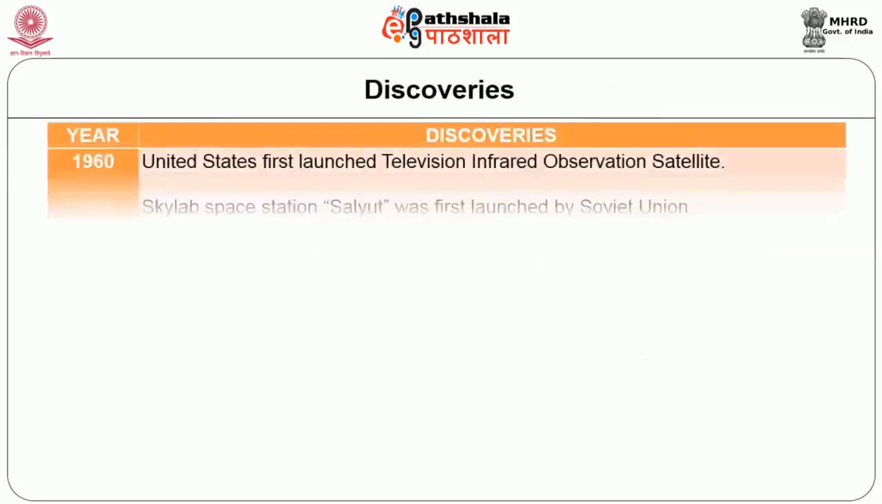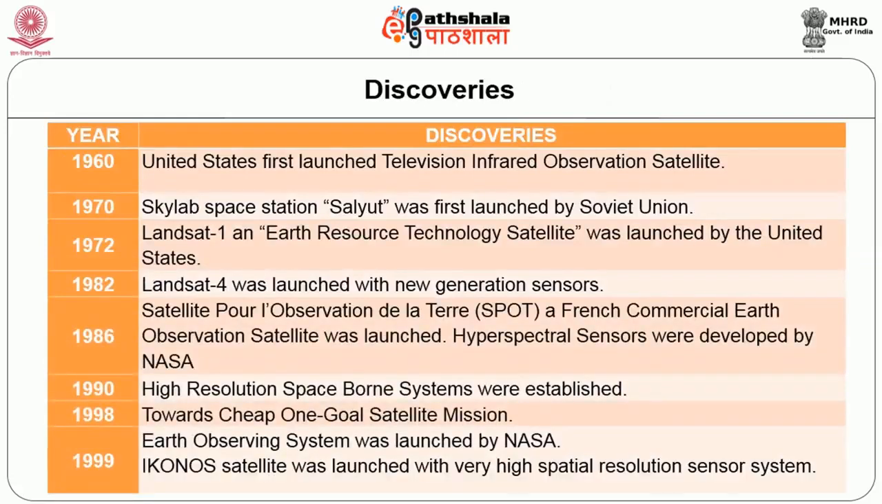These are some of the other discoveries in remote sensing technology. In 1960, the revolution of TV came into existence. Now there is a lot of technology that is being used by the television companies, manufacturing companies. So it all started in the 1960s only. In 1960, the United States first launched the Television Infrared Observation Satellites. And in 1970, the Skylab-type space station called Salyut was first launched by the Soviet Union. Then in 1972, Landsat-1, an Earth Resources Technology Satellite, was launched by the United States.